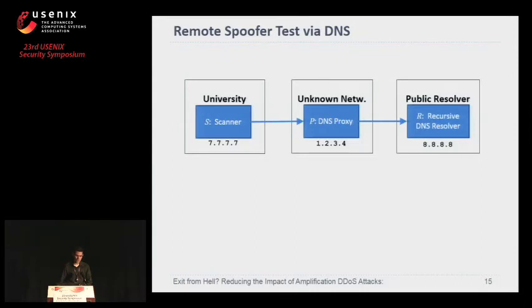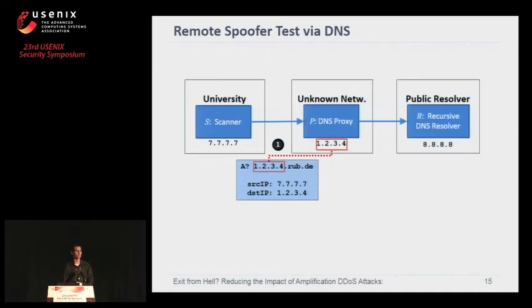So here's the trick. We have a scanner on the left-hand side from our university, and we simply scan for open resolvers. For every scan, we send a DNS request, and in every DNS request, we embed the IP address of the open resolver that we send the request to. For example, if we send the request to the open resolver 1.2.3.4, we embed the IP address 1.2.3.4 in the fully qualified domain name of the DNS request that we send out. This allows us later to link the request that we sent out to the system that sent us the response back.